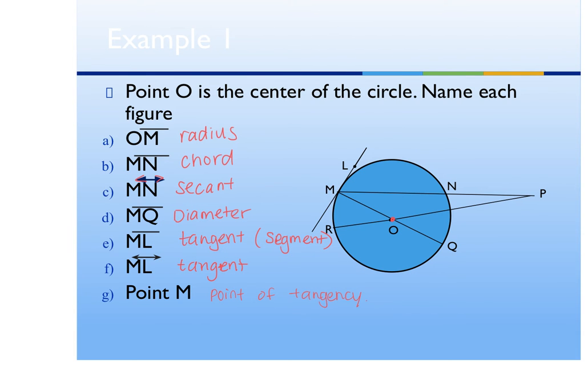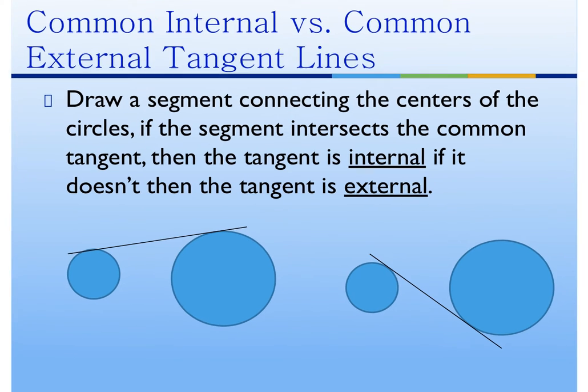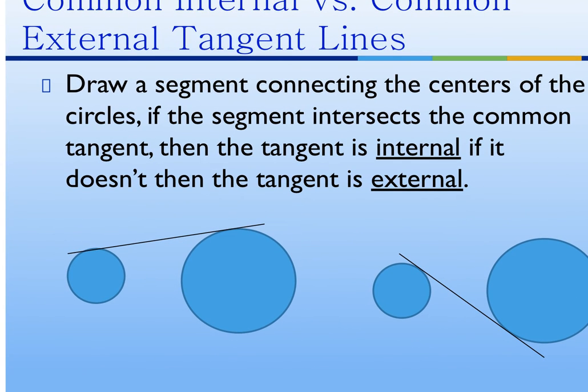Okay. All right. The next thing we're going to talk about are common tangents. Common tangents is take two circles and find a line that's tangent to both of them. And then we're going to define there's different types of common tangent. There's an internal and there's an external one. And how you figure out whether it's internal or external is you have to draw a line from the center of each circle and see if your tangent crosses that line.